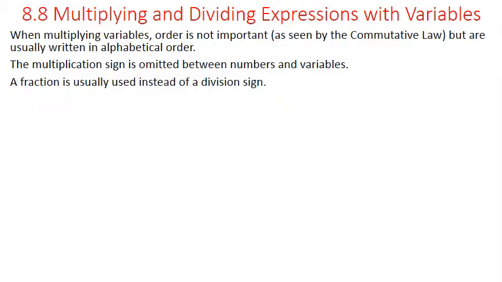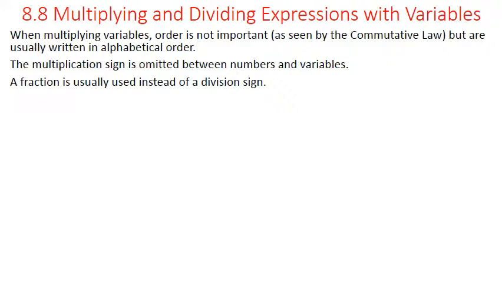Okay, now we're looking at multiplying and dividing expressions with variables. This is very similar to what you would have learnt in index laws. So when multiplying variables, order is not important. We saw that in the last video. So if you have 2xy, it's the same as 2yx. But they're usually written in alphabetical order.